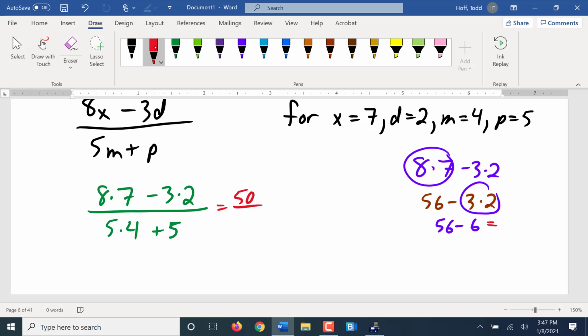On bottom, what do we have to do first? 5 times 4, which is 20, and then 20 plus 5 is 25. So the bottom is 25. And finally, we divide to get 2. Perfect.